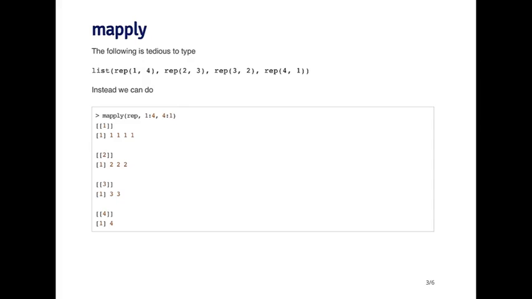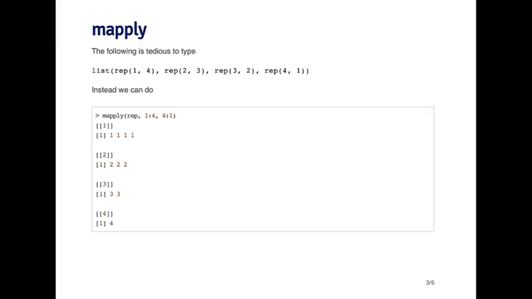Here, for example, I'm creating a list where I'm going to repeat the integer 1 four times, repeat 2 three times, repeat 3 two times, and repeat 4 just once. It's a little bit tedious to have to type this out, even though this is a fairly artificial example. But with mapply, it's actually quite simple.